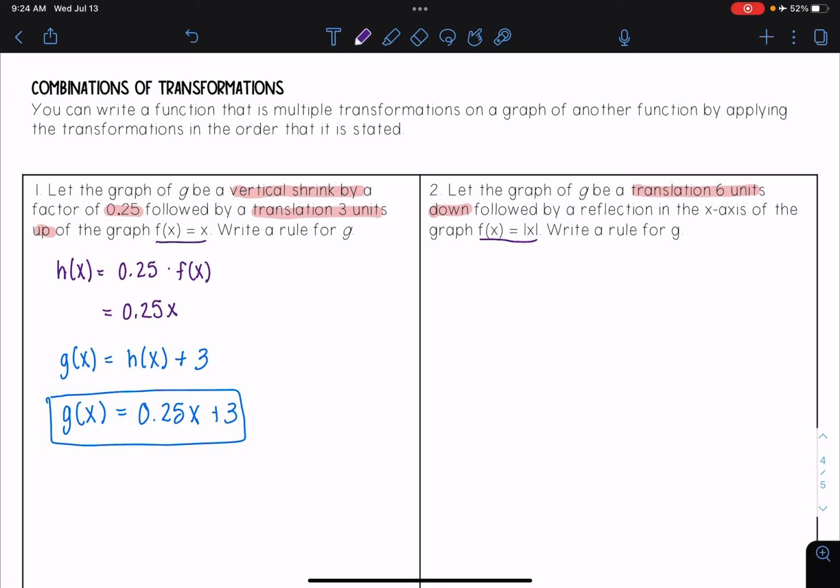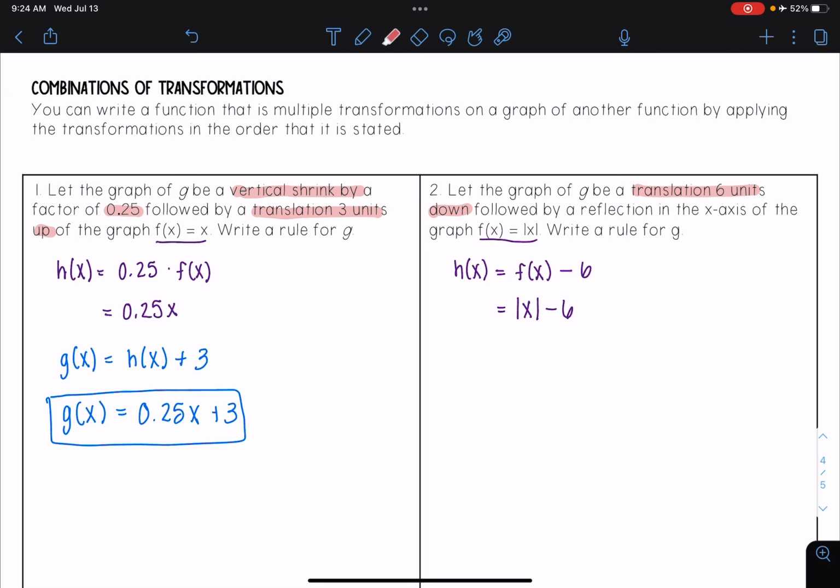So for this one, since I am doing a translation 6 units down, my first transformation, h of x, is going to be f of x minus 6. Since I am translating 6 units down, I am subtracting 6 from my output. And since f of x is equal to the absolute value of x, this will be the absolute value of x minus 6.